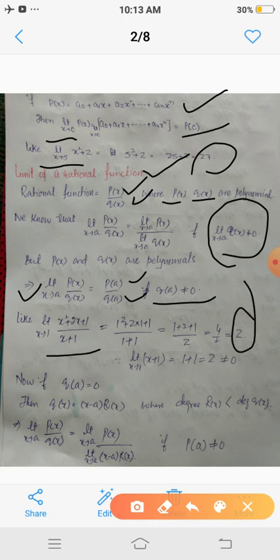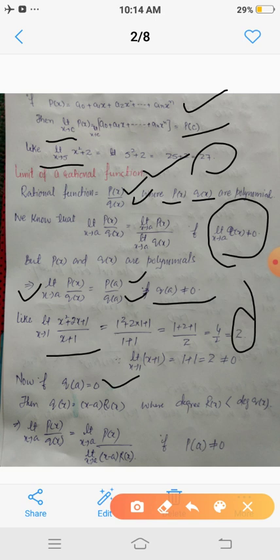Now we will discuss the different cases. Here we discussed this only when q of a is not equal to 0. But when q of a is 0, and p of a is not equal to 0, that is the numerator is not equal to 0 and the denominator is 0, then in this case we say that the limit does not exist, because 1 by 0 is not definite, or 1 by 0 is infinity, which implies that the limit does not exist finitely.